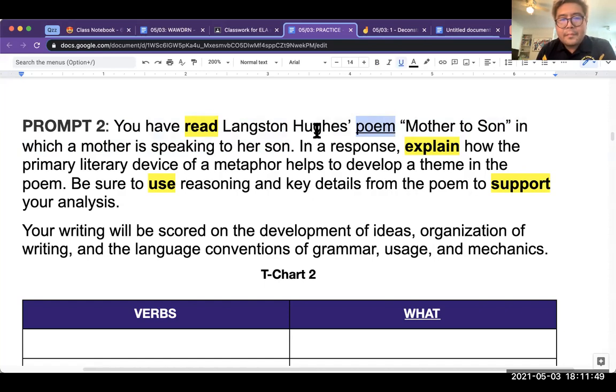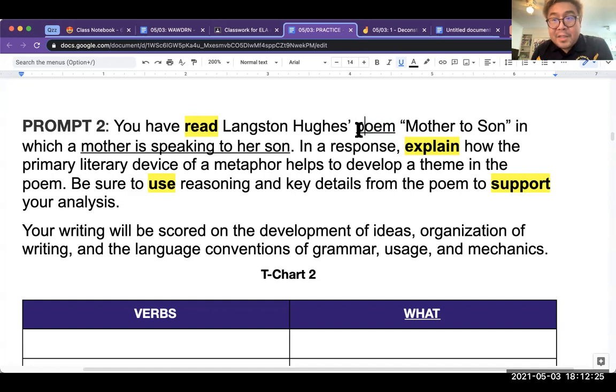Okay. And I'm going to underline mother is speaking to her son. I underline poem because this tells me that what I am going to read is a piece of literature. It's a piece of fiction. It's a piece of literature. And in this case, it is a poem, right? That's the form of literature that I will be reading. That's what I will see in the text passage that I'm going to read. It's a poem, okay?